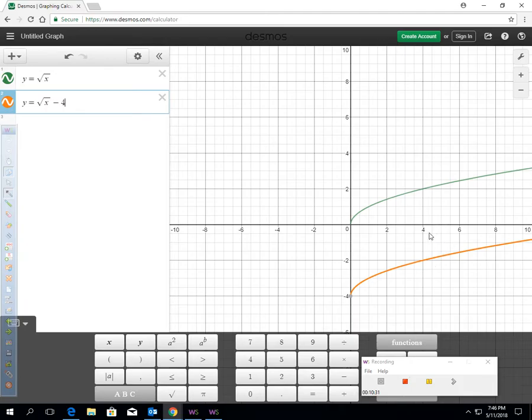Okay? Let's go to question 5. So let me erase that out. There's the parent function. Question 5 is y equals the square root of x plus 5.